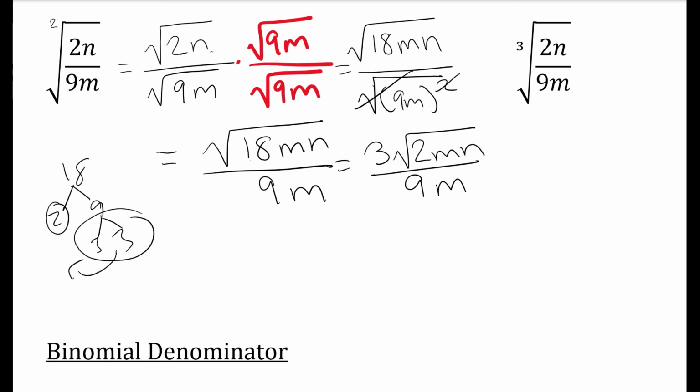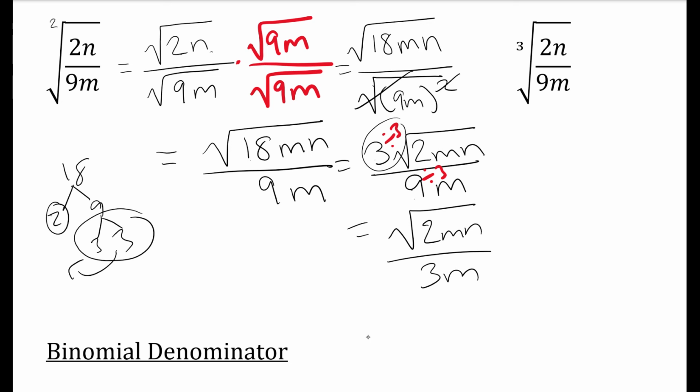And then you see this fraction here, 3 over 9? We can reduce that. So let's reduce that by dividing by 3, so it just looks simpler. And we get 3 divided by 3 is 1, so we got square root of 2mn over 3m. Now notice that this became an invisible 1, which I'm not going to write, okay? So this is the fully simplified version.